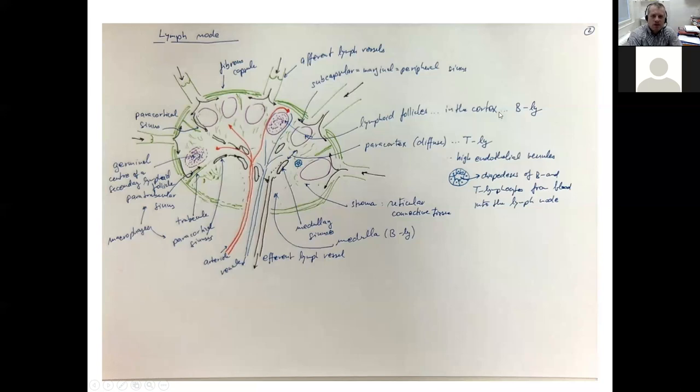The lymphoid follicles in the cortex are made mostly of B lymphocytes. The paracortex contains mostly T lymphocytes, and the medulla again contains mostly B lymphocytes. Why do we care? It's actually because there are some diseases like lymphomas, which can originate in different compartments, and distinguishing a B lymphoma from a T lymphoma really matters, as you will hear in pathology classes.